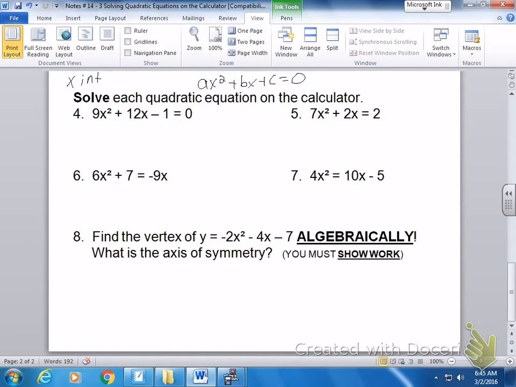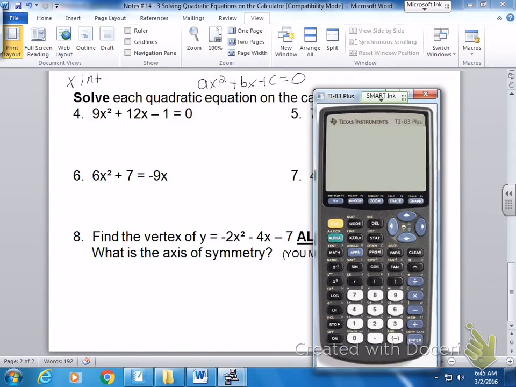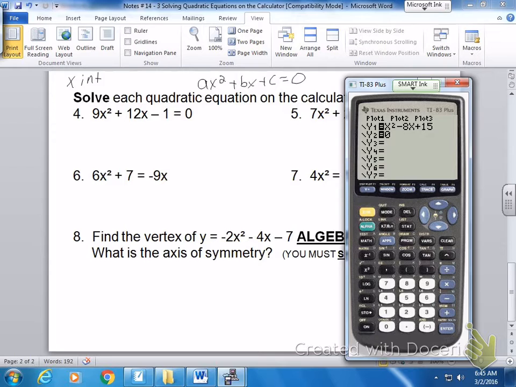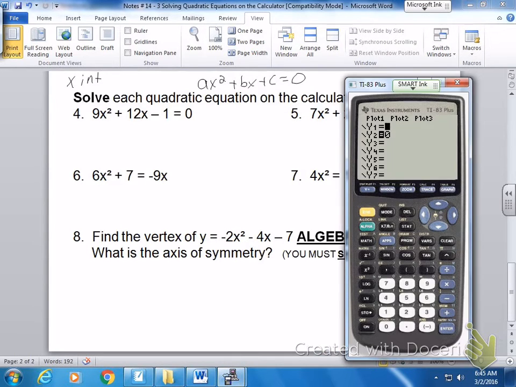So let's look at number 4. It's already in the position we need, so we can just put it right into our calculator. So I have y equals, oops, keep doing that. I need to clear out the equation I had in there. I can keep that 0. I'm going to put in 9x squared plus 12x minus 1. I'm going to double check to make sure I put it in right. I'm going to hit graph.